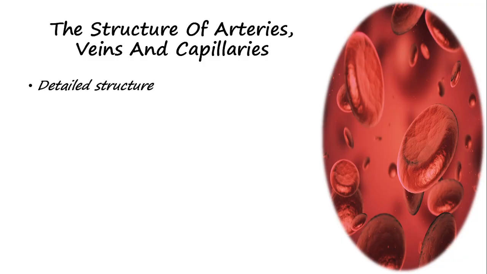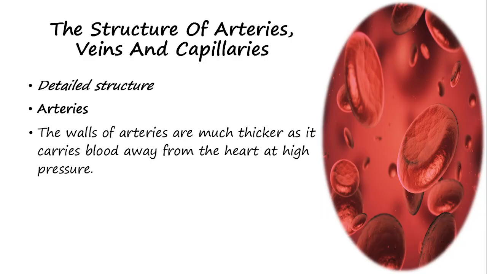Now let's see the detailed structure. Here we'll dive into more detail on these blood vessels, starting with the arteries. The walls of the arteries are much thicker as they carry blood away from the heart at high pressure. We've discussed the heart. We saw that there are blood vessels that carry the blood away from the heart, either towards the lungs or towards the entire body.